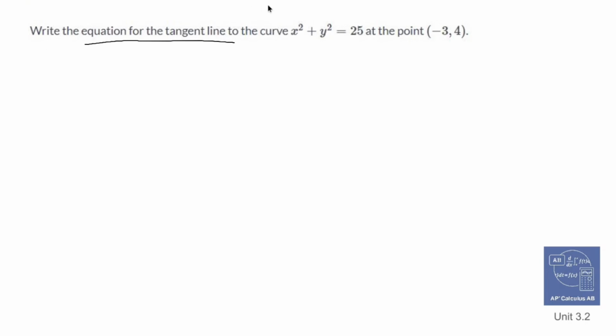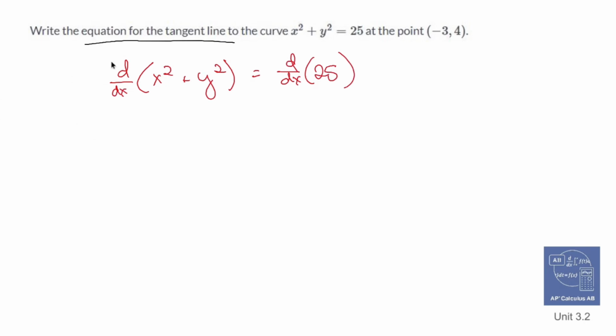Let's find the slope of the tangent line by taking the derivative. The easiest way that you could take the derivative of this guy is by doing our good old friend, implicit differentiation. So I'm going to take d/dx of both sides, the derivative of both sides with respect to x, like that.